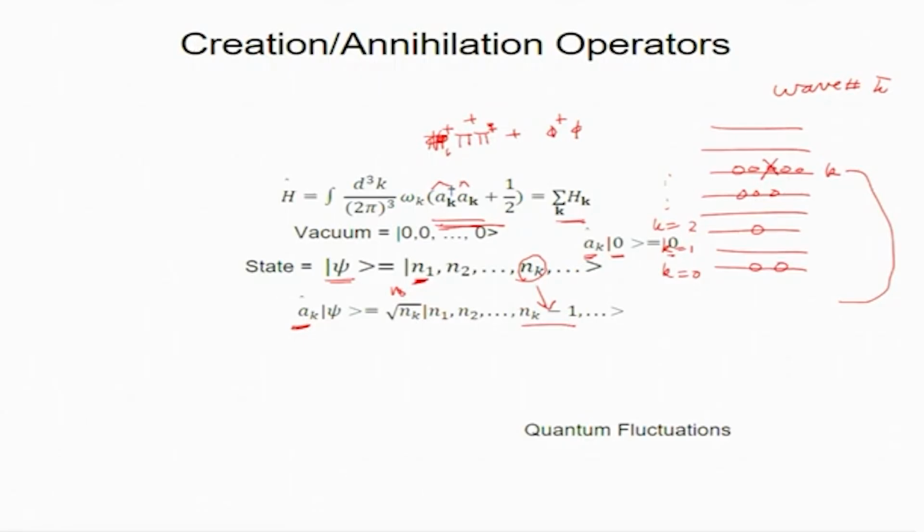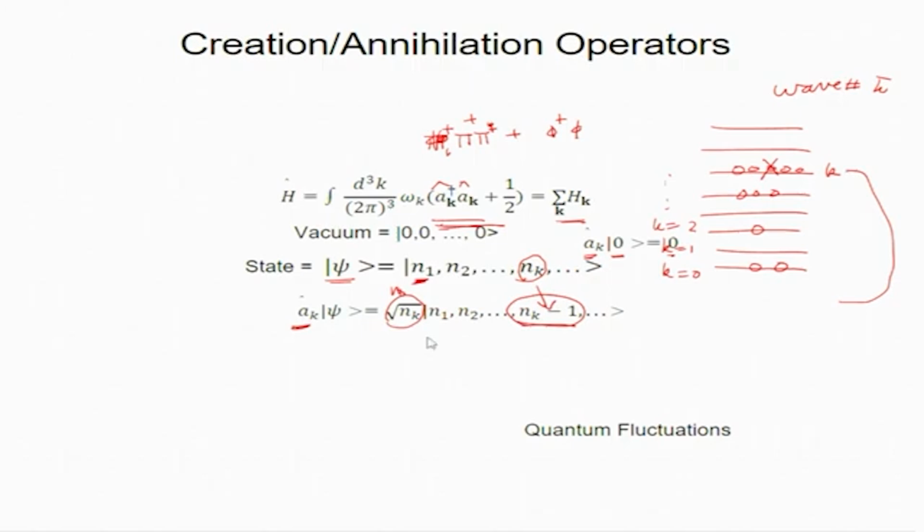So, this particle is gone. So, nk goes to nk minus 1 and a prefactor square root nk will come. Okay. So, these are destruction operators, but the destruction operator will be different for different wave numbers, which is what I just told you about for wave number k.